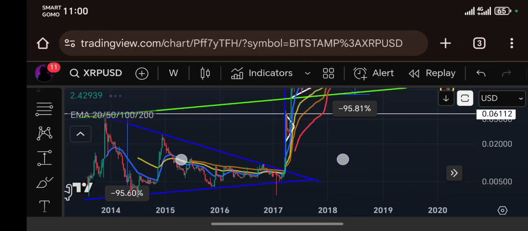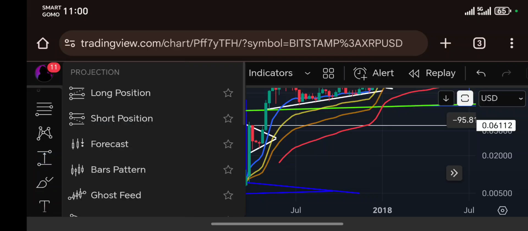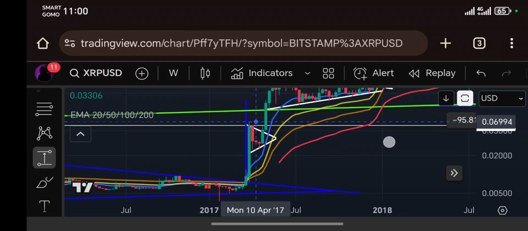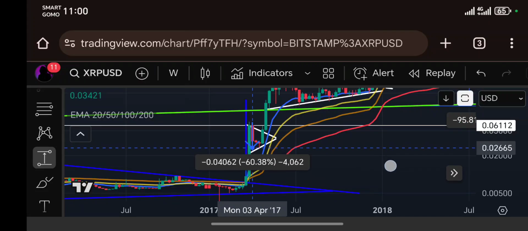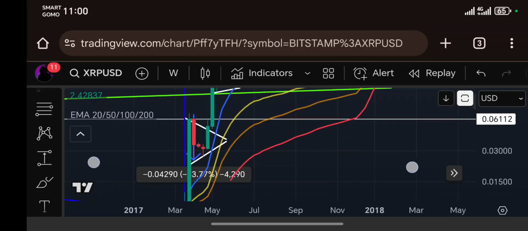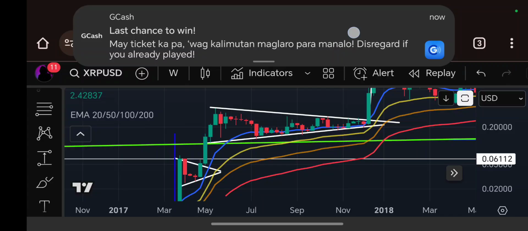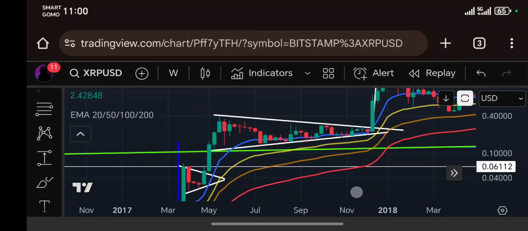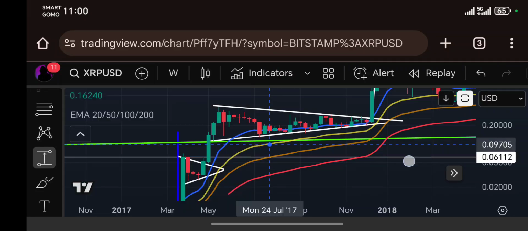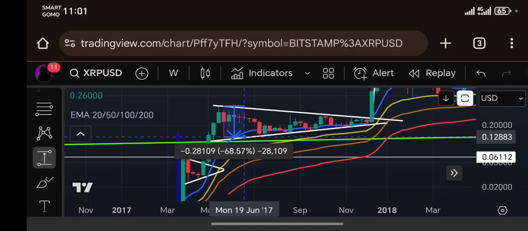And don't forget this historical 2017, 2018 pump. After this nice breakout, we dumped 63% from the top. Okay, that's a 63%. And then we pump again. Then after that pump, we crash again, about 68%.